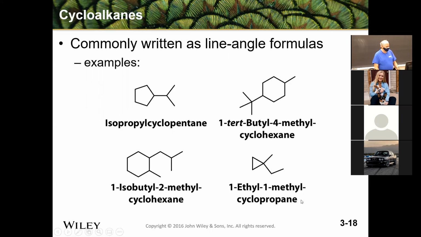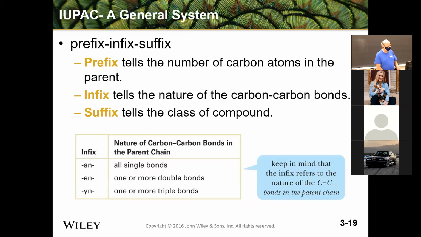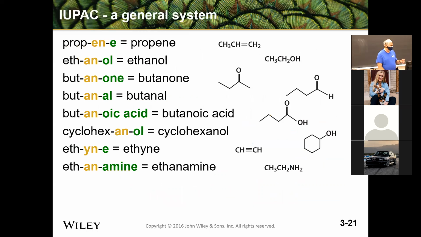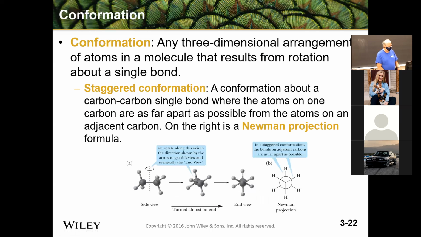Propane is a 3-carbon alkane, so cyclopropane is a 3-membered ring. I'm going to skip over this. We'll come to these suffixes as we talk about the appropriate functional group. Okay, conformations. Conformations are not actually isomers, but they're rotational forms that result from the free rotation about single bonds.